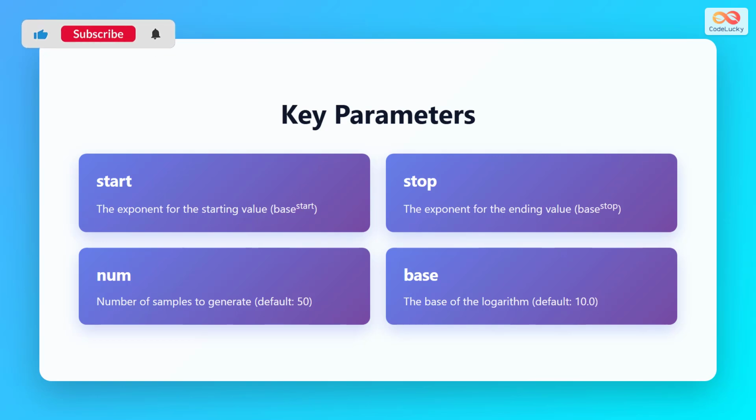Let's break down the key parameters. Start is the exponent for the starting value, calculated as base raised to the power of start. Stop is the exponent for the ending value, calculated as base raised to the power of stop. Num determines the number of samples to generate, defaulting to 50 if not specified. Base is the base of the logarithm, which defaults to 10.0 but can be changed to any positive number.